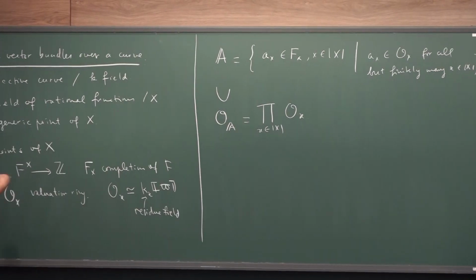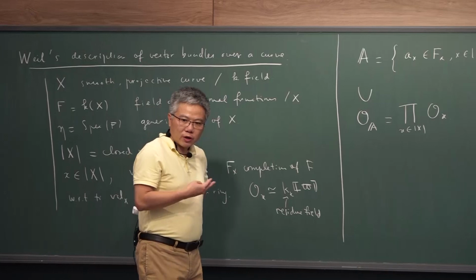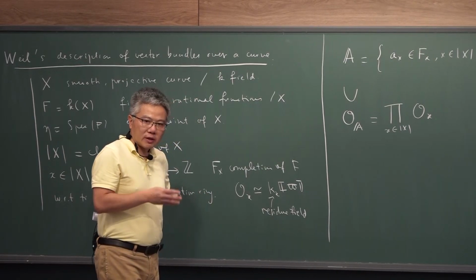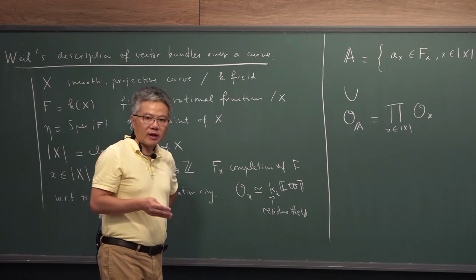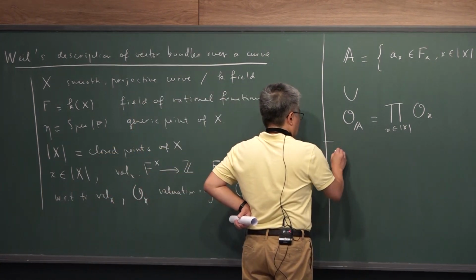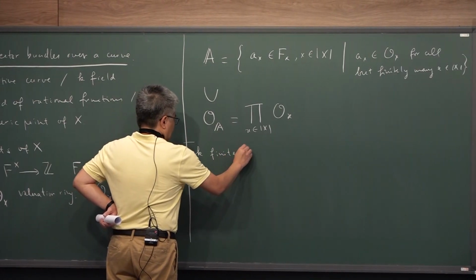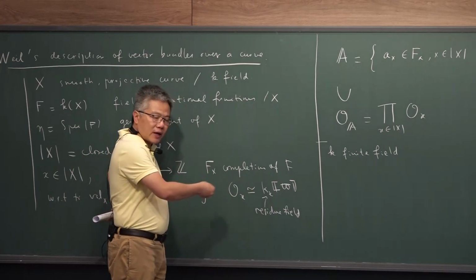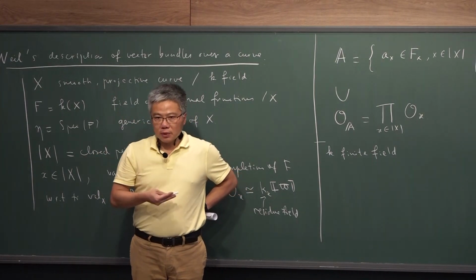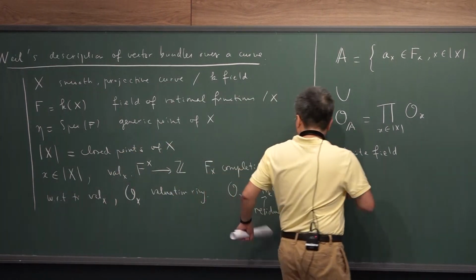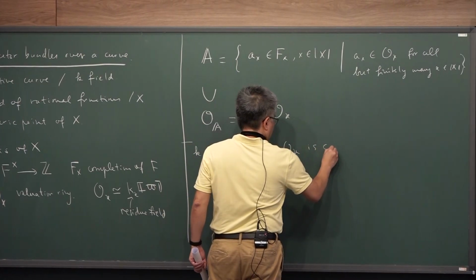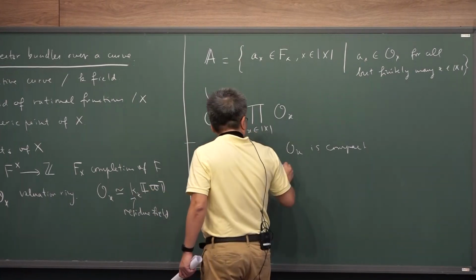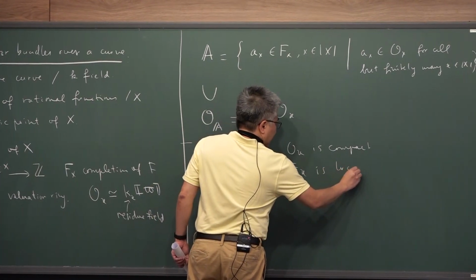Alright, so this is the general situation when we work with a curve over any field. But now we move to two basic cases. One is the case of an algebraically closed field, and the other case is a finite field. So when K is a finite field, this ring, as formal power series with the natural topology of completion, O_x is compact, as a projective limit of finite sets. And F_x is locally compact.